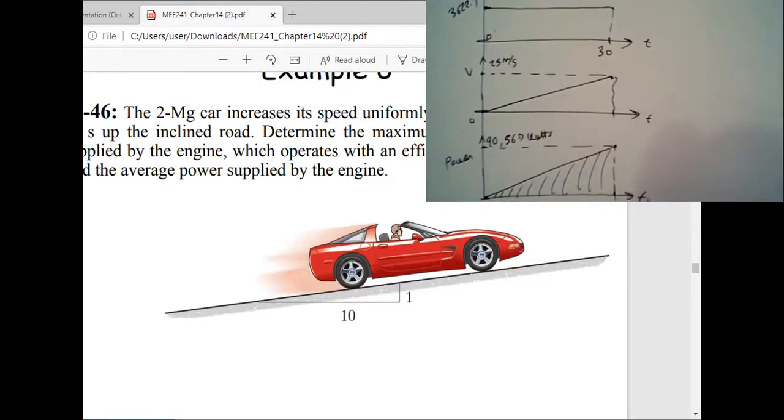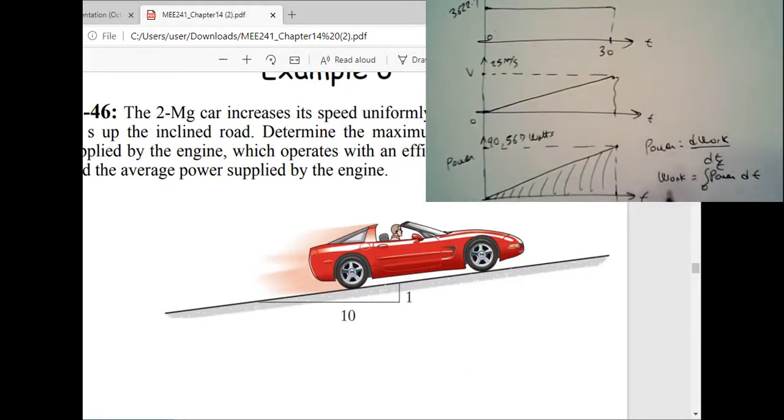Now a question: what do you think is the area under this curve? What is the area under the power? Well, we know power is equal to what? dW/dt, right? So work is the integration of power dt, from 0 to time t. So from 0 to time t, we can actually get the work done, the mechanical work that is needed.